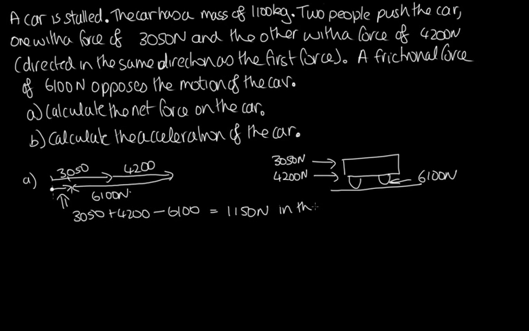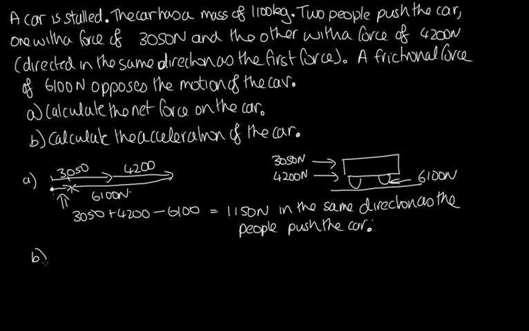So in the same direction as the people push the car. Now part B asks us to calculate the acceleration of the car. To do this, we'll need to use Newton's second law. The acceleration is given by the net force over the mass. We've calculated the net force, it's 1,150 newtons, and the mass of the car, we're told, is 1,100 kilograms.